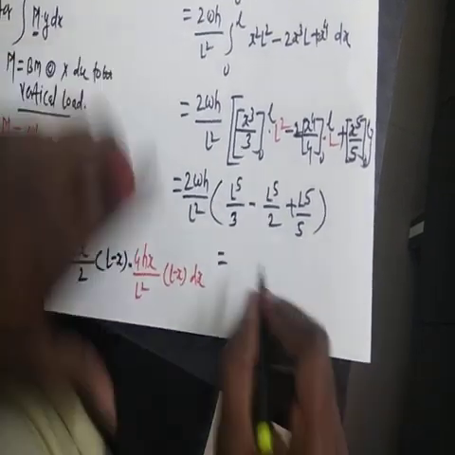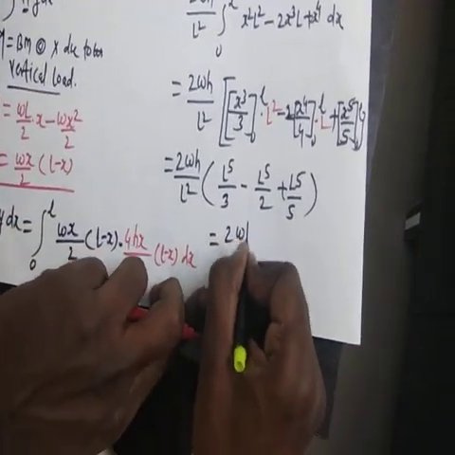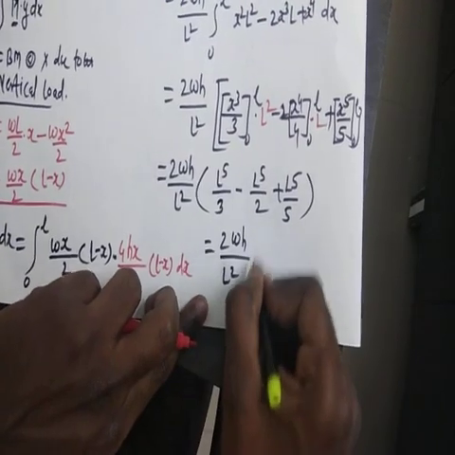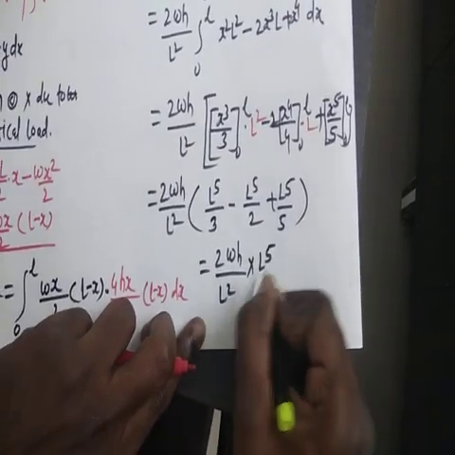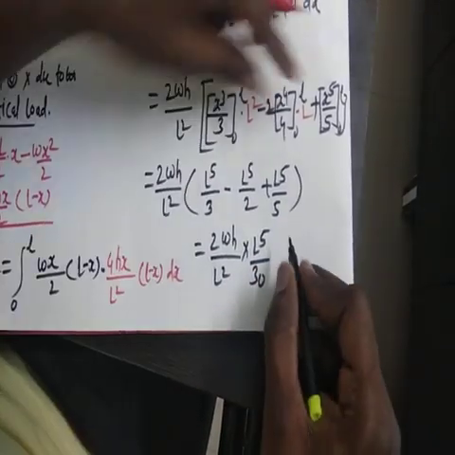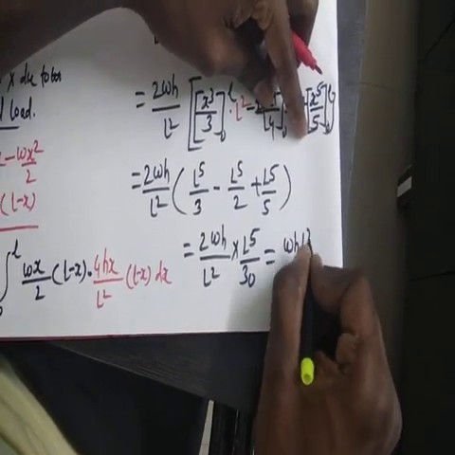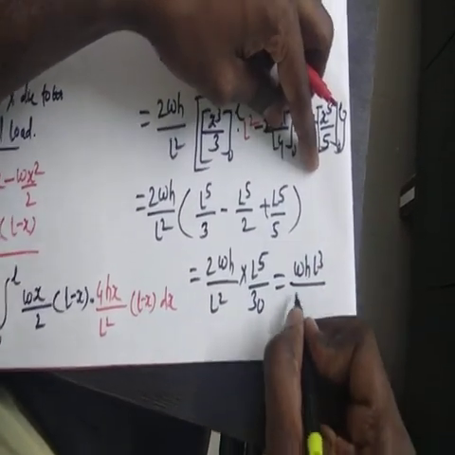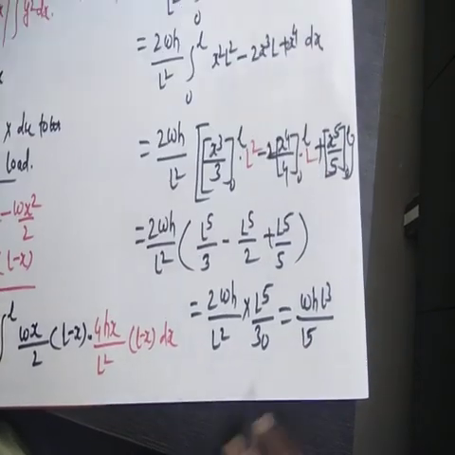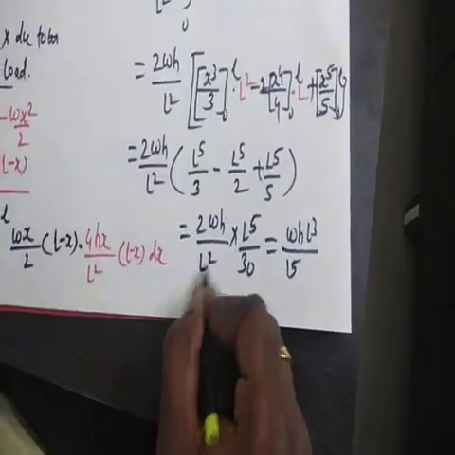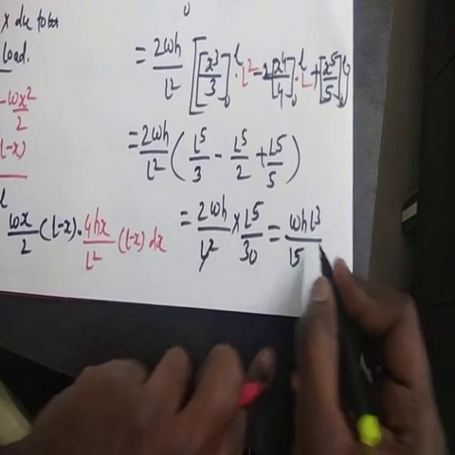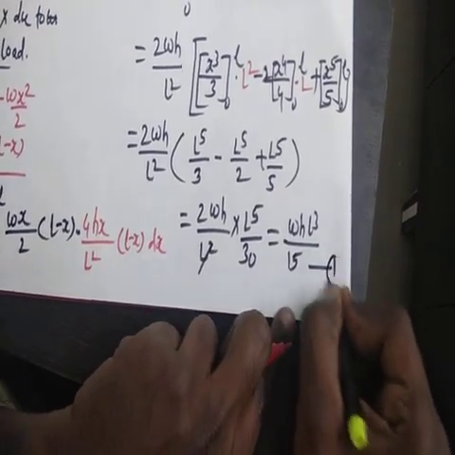If you simplify, we get twice WH by L square into L raised to 5 by 30, that is equal to WH L cube divided by 15. So this term you will get, equation number 1.